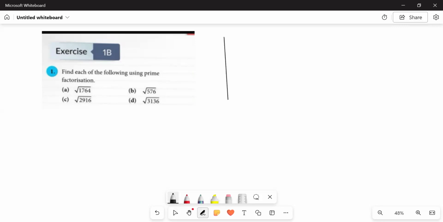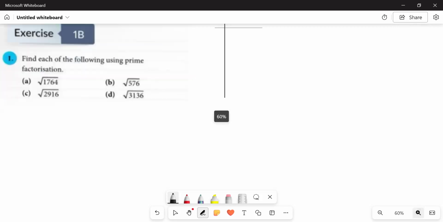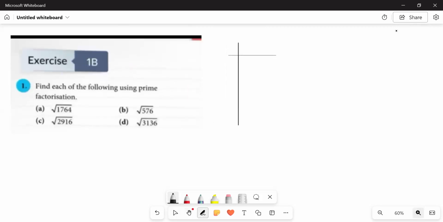Similarly, students, we have to do part C and part D of the same question. Let's just do it the same way. 2916 is part C. Again, it's an even number, so we are going to start by dividing with 2. 2 ones are 2, 2 fours are 8, 1 is remainder 11, 2 fives are 10, 1 6 16, 2 eights are 16. 2 sevens are 14, 2 twos are 4, 1 is remainder, 2 nines are 18.